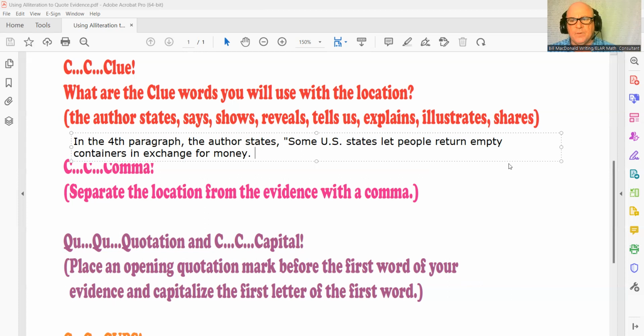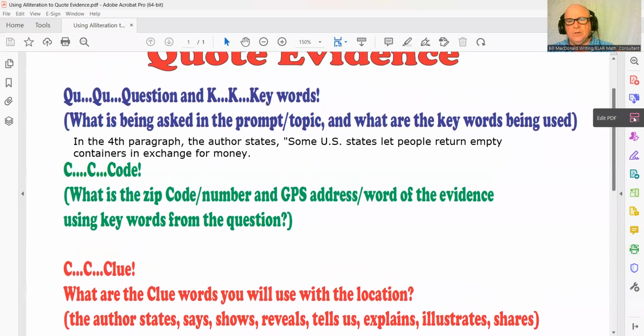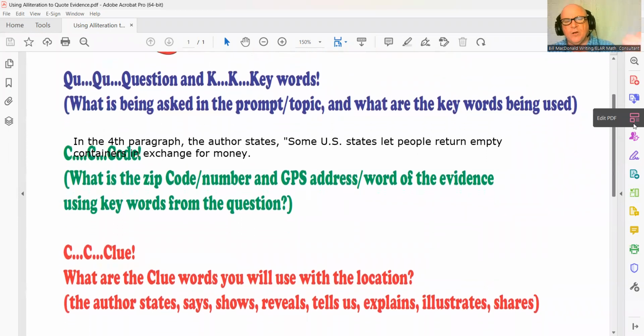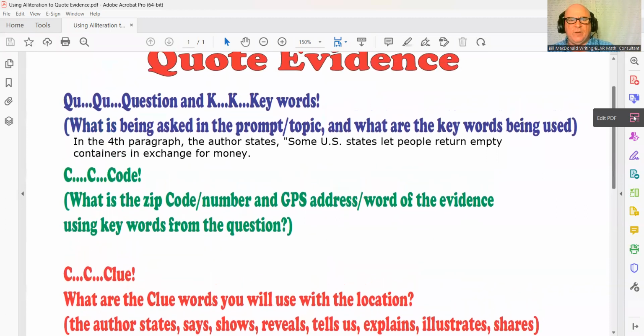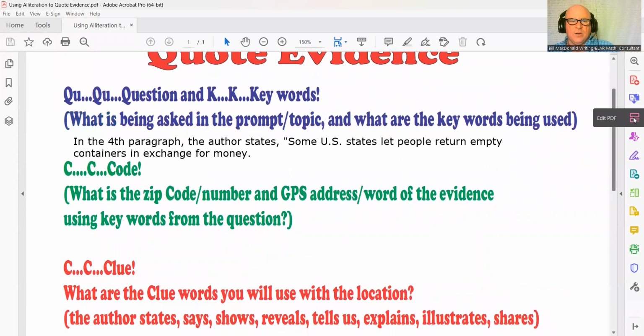And so what we have, as a review, I'll go through this for you like you're in my class. K question and K keywords. What is being asked? Why should the people be rewarded or not rewarded for recycling? And we're going to go with that they should because of the benefit they can get. And then we need some evidence, and this is one of the benefits. So there's the code. The number is the 4, and the GPS address is the 4th paragraph. That's the location where you'll be able to find this.